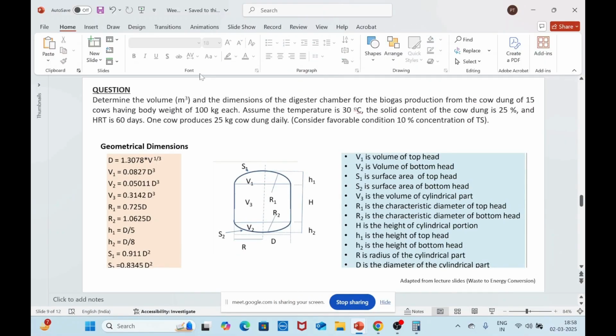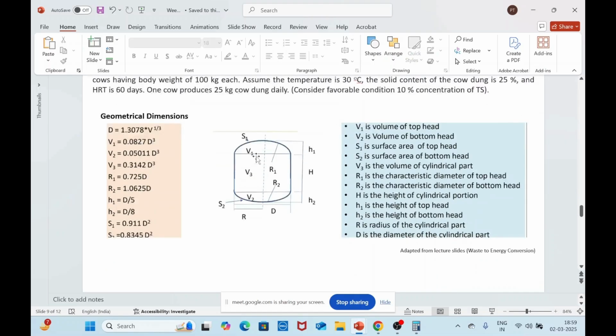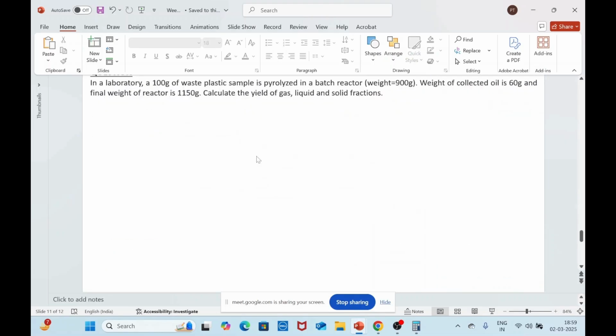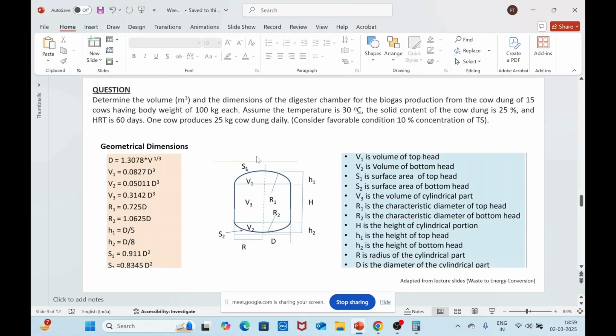So for this question, we have around 10 minutes left, so let's try to do this one question. Actually, we have two more lined up, but that's fine. It follows a similar pattern, but here you also need to calculate the dimensions of the digester chamber. So you need to calculate V1, that is your top head, bottom head, and all the parameters in the orange box that you see.